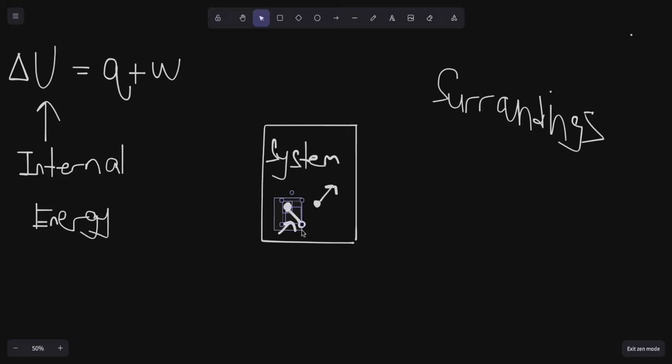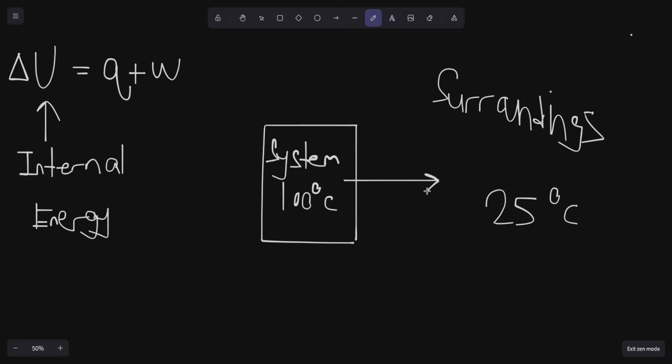Let's start off with a simple example that we all know. Let's say that the system is 100 degrees Celsius, and let's say that the surroundings is 25 degrees Celsius. Heat is going to flow from the system to the surroundings. So as a result, the molecules inside the system are going to start moving slower. Because think about it. At a really high temperature, molecules are going to be moving fast. But at a lower temperature, when the system expends some of its heat to the surroundings, because remember, heat flows from hot to cold.